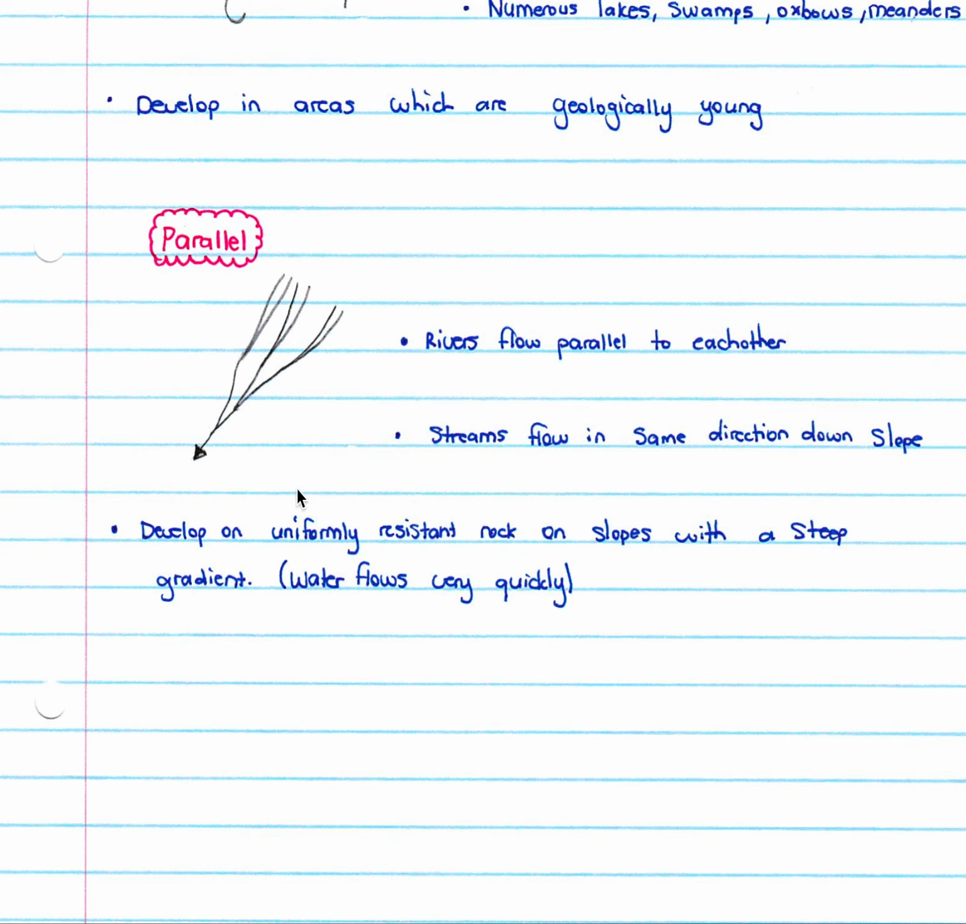So much like the dendritic pattern, they form on uniform resistant rock. However, unlike the dendritic pattern, which forms on slightly lower gradients, the parallel pattern will form on a steep gradient where water flows very quickly, and we get this parallel pattern forming.